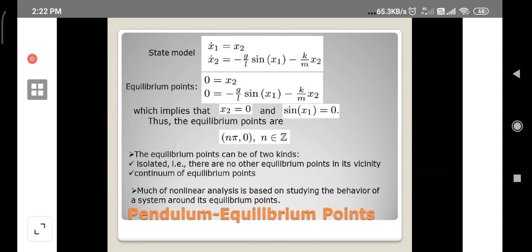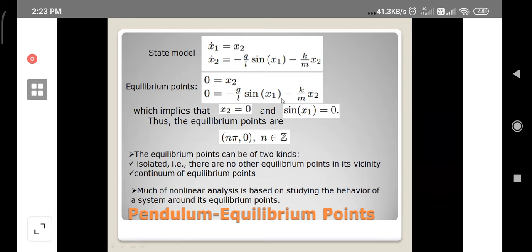In this particular case, in the pendulum's case, we can find the equilibrium points by setting each equation to zero. Say x1 dot equals zero and x2 dot equals zero. x1 dot equals zero means x2 is zero. And x2 dot equals zero: this equation is zero means x2 is zero already, so this term is cancelled here, and this term is equated to zero.